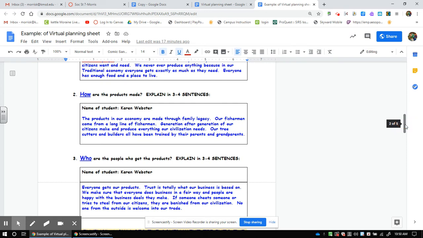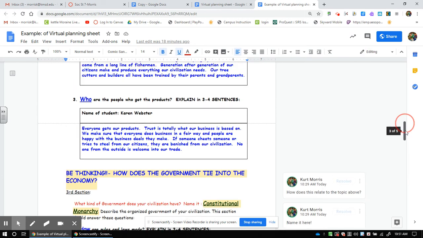How are the products made? Who are the people who get the products? Down here for that one, everybody gets the products. Trust is totally what our business is based on. We make sure that everyone does business in a fair way and the people are happy with the business deals they make. If someone cheats or someone tries to steal from our citizens, they are banished from our civilization. No one from the outside is welcome into our trade. You remember that when we talked about traditional economy. I've incorporated that into my Civ X.